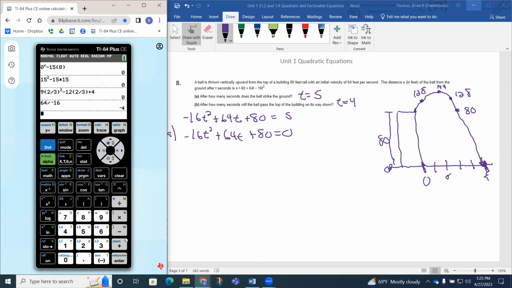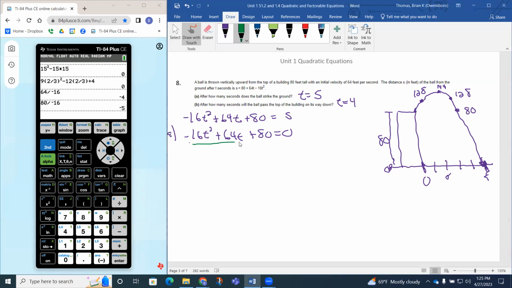That's gonna give me a negative 4. And if I divide 80 by a negative 16, that's gonna give me a negative 5. So what I can do, since this is an equation, I can divide all this side by negative 16, and I can divide all this side by negative 16. So when I divide all this by negative 16, I have to divide each term by negative 16.